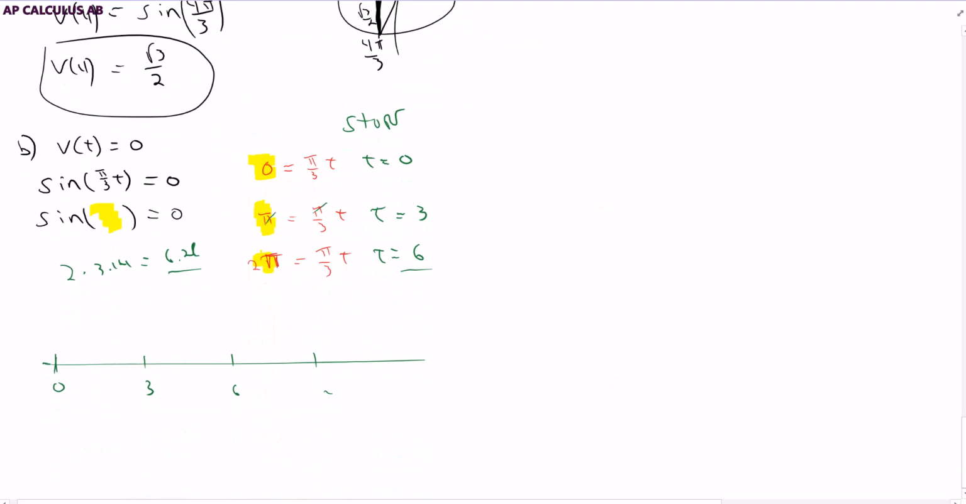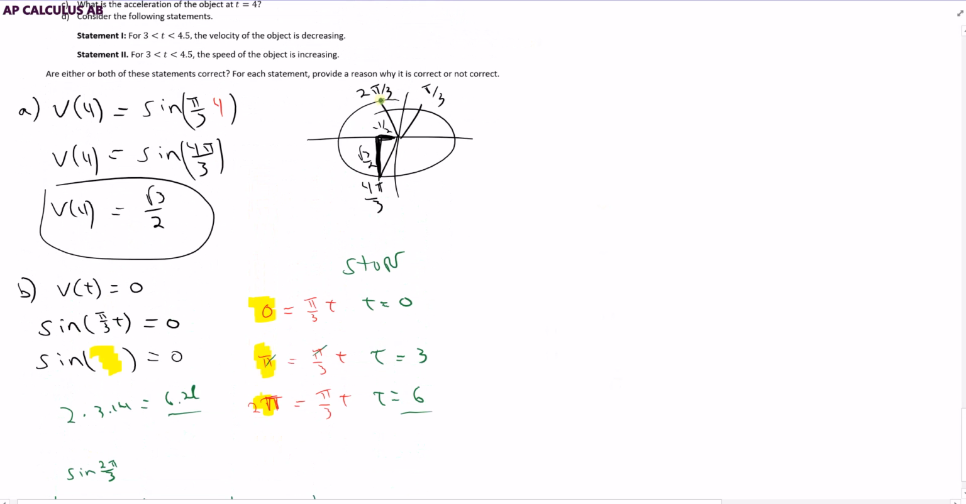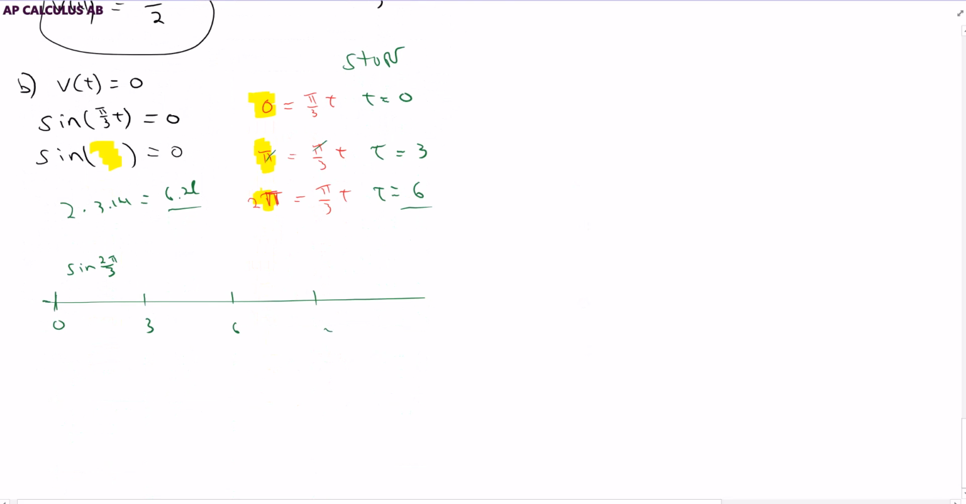Right, we're plugging it into sine of pi over 3 times t. What if we plug in, how about 2? This is going to be sine of 2 pi over 3. Positive or negative? That's going up, right? Sine of 2 pi over 3 is this one up here. The sine coordinate there is positive. So this is positive. So it's going to the right.